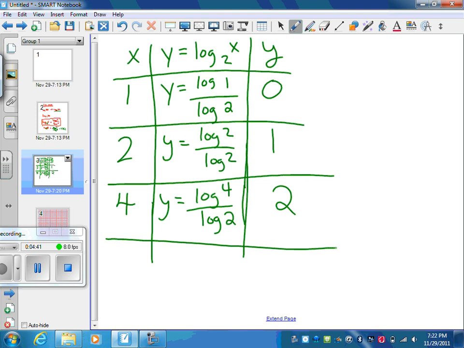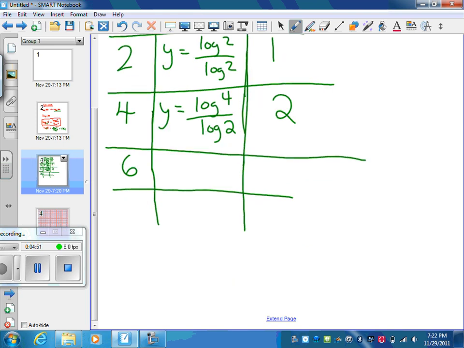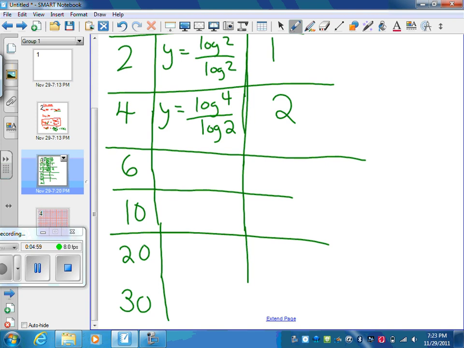I'll give you a bunch that I want you to try on your own. I want you to do the number 6, the number 10, number 20, and the number 30. Teach yourself. Press pause right now. Do these on your calculator, and then press play to get the answers. I'm serious. You should press pause.